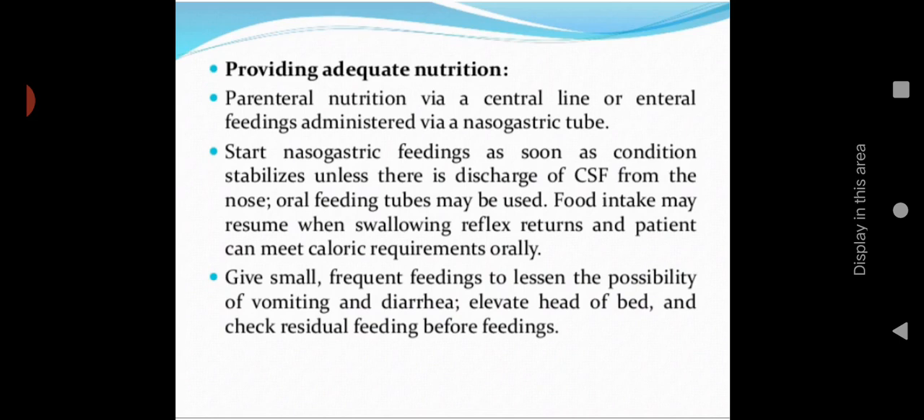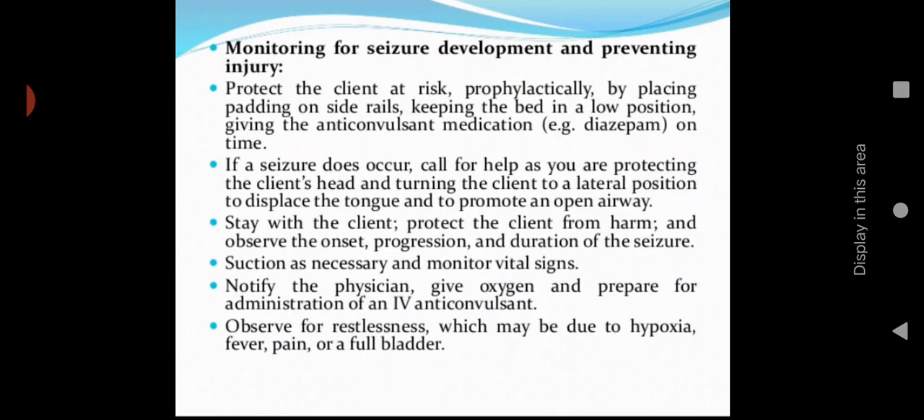Elevate head of the bed and check residual feeding before feedings. So always you have to elevate the head end while giving the feeding. Then monitor for seizure development and prevent injury. Protect the client at risk prophylactically by placing padding on side rails, keeping the bed in a low position, giving anticonvulsant medication on time. So we have to take all the necessary precautions while the patient is in bed. We have to place proper padding on side rails, then keep the bed in a low position. These all things we have to check.